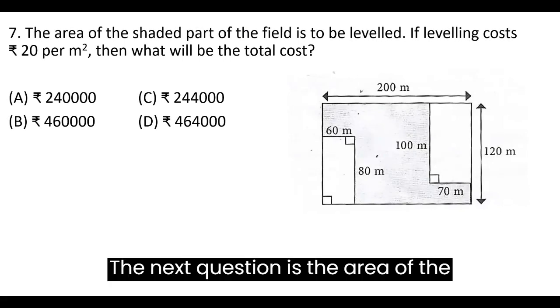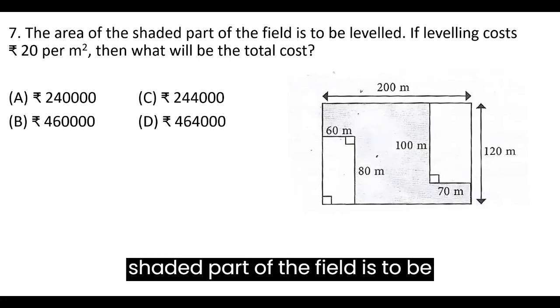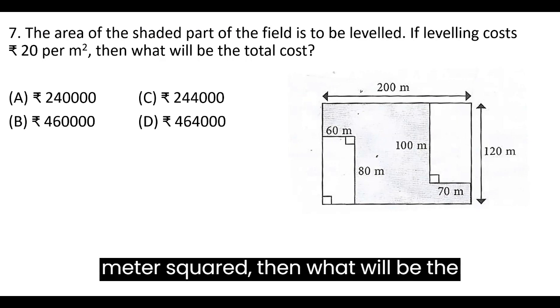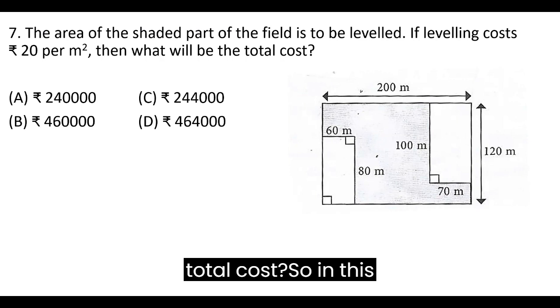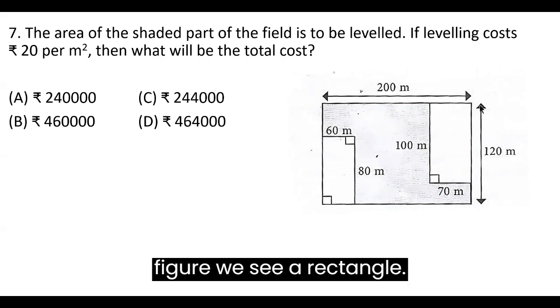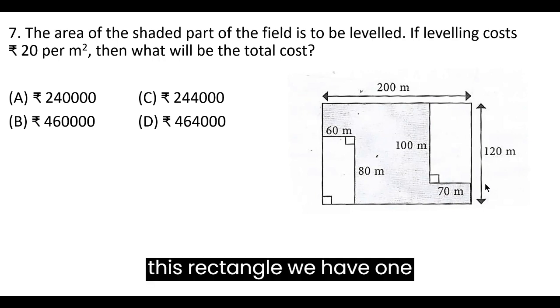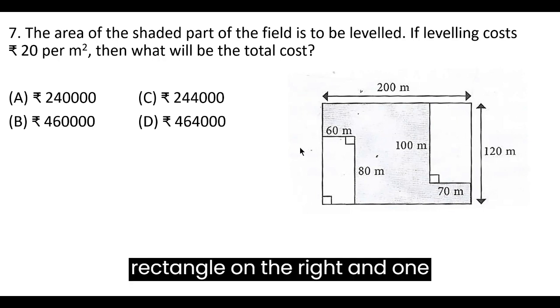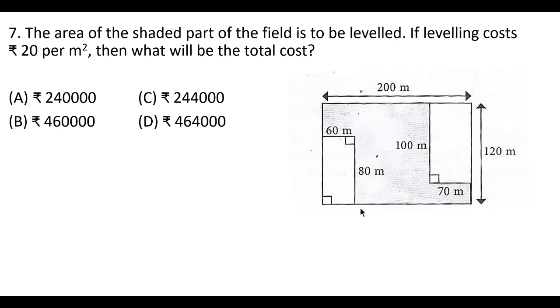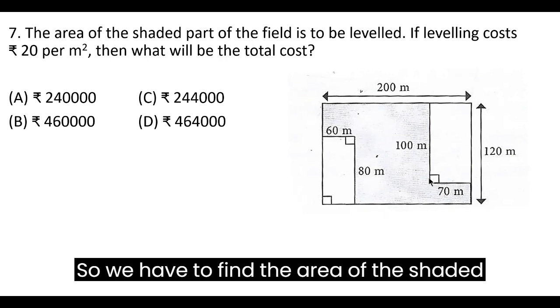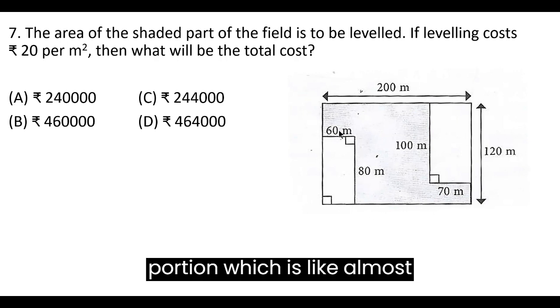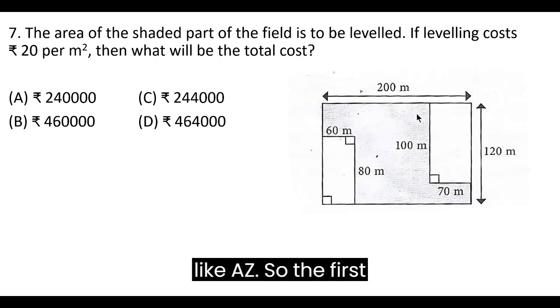The next question is, the area of the shaded part of the field is to be leveled. If leveling costs 20 rupees per meter square, then what will be the total cost? So in this figure, we see a rectangle which is 200 meters by 120 meters. Inside this rectangle, we have one rectangle on the right and one rectangle on the left. So we have to find the area of the shaded portion, which is almost like a Z.